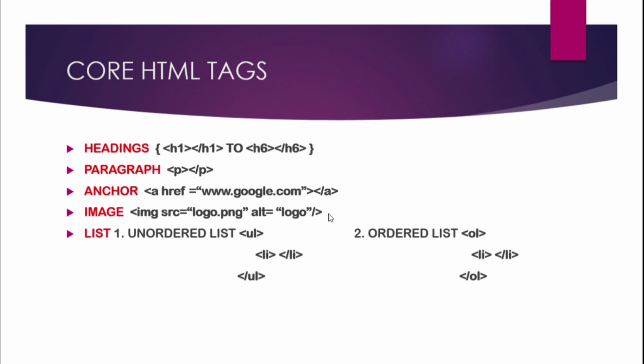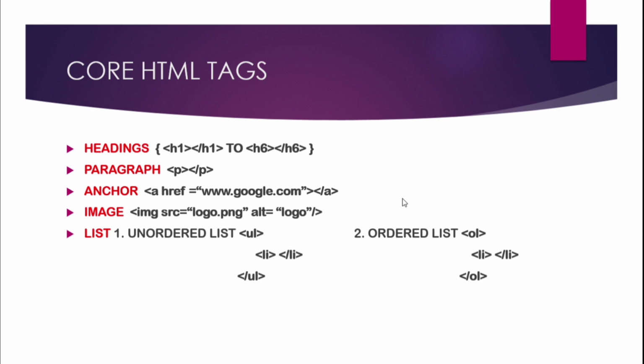And we have two attributes here. One is the src, which is used to link the image that you want to add. Here you can see I've added logo.png. And the alt attribute is for when the image doesn't display on the website and you want to tell the user that in this place we have an image, and that image is the logo. You can mention that in the alt of the image tag.